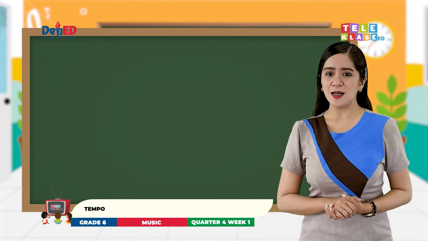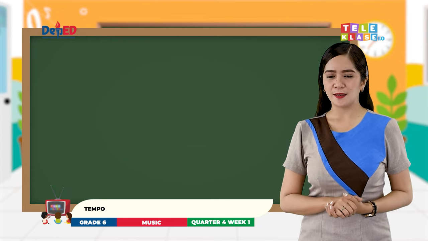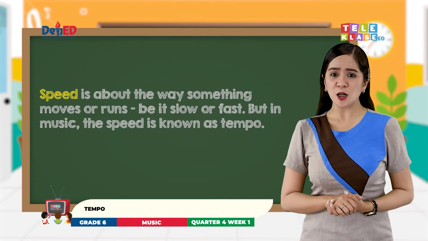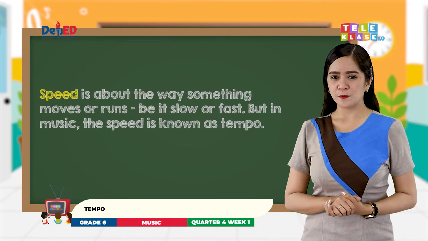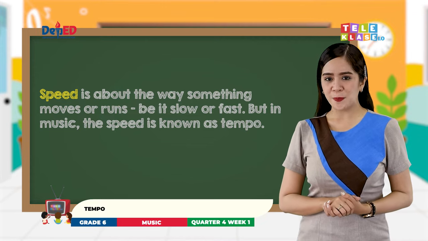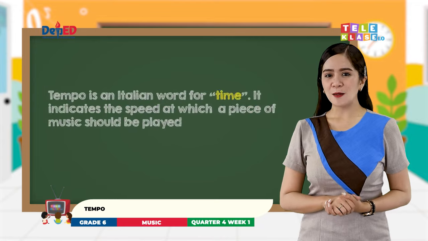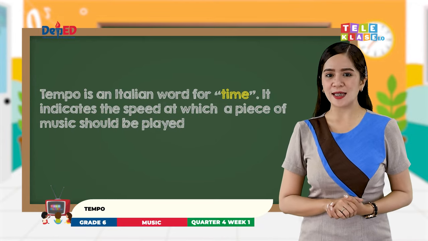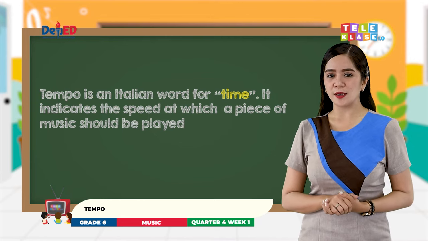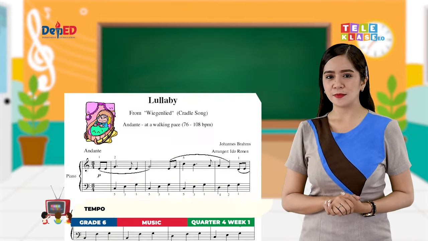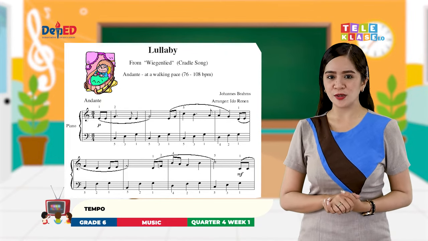Humans, animals, and objects move at different speeds. Speed is about the way something moves or runs, be it slow or fast. But in music, the speed is known as tempo. Tempo is an Italian word for time. It indicates the speed at which a piece of music should be played. It is written above the first bar on a piece of sheet music.